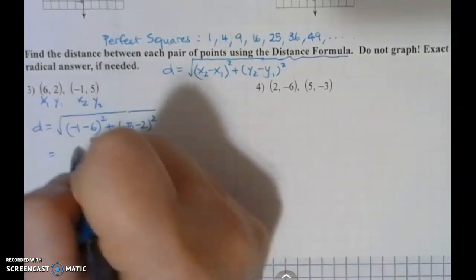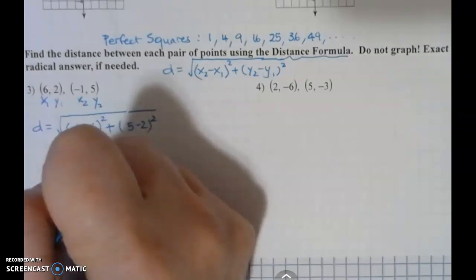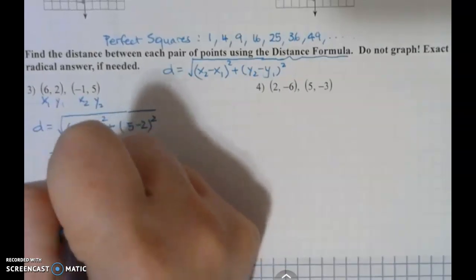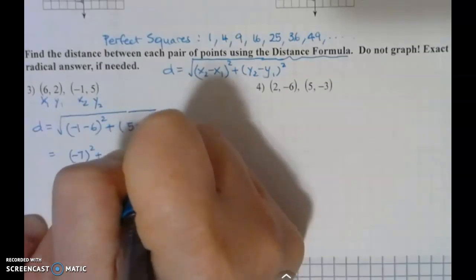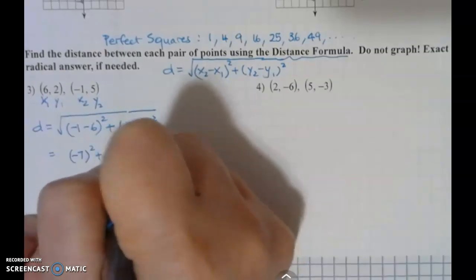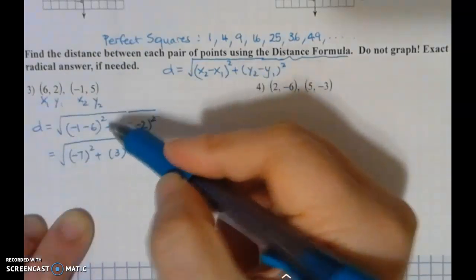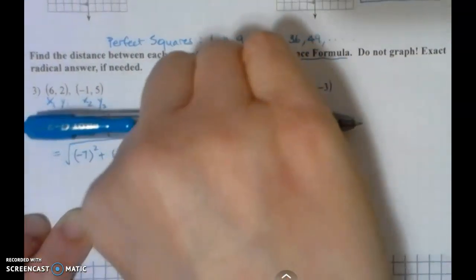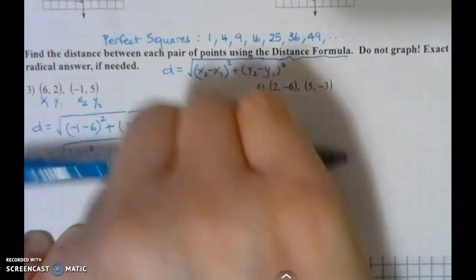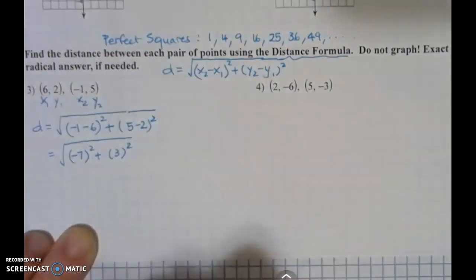Okay, so then let's simplify. What's negative 1 minus 6? Oh, that's negative 7 all squared. Plus, what's 5 minus 2? That's just 3. And still take a square root. Make sure you carry everything from one line to the next line. Do not lose any part unless you've applied it.